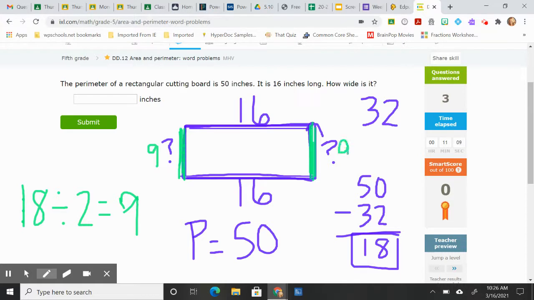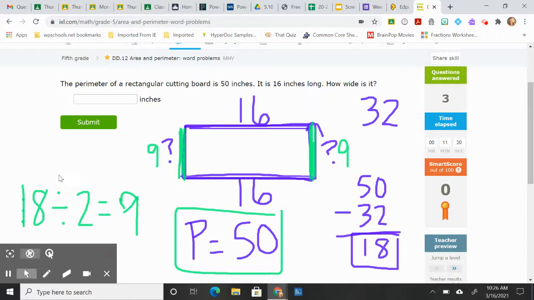So when you get a question like this, you kind of have to piece together what you know already to figure out the rest. And so if I did a quick check here, 16 plus 9 is 25. So 16 plus 9 is another 25. And that would give me my total perimeter. Okay. So those ones can be a little bit tricky. And you would put 9 in there. Okay. You don't want to put 18 in there because they're just asking you for the dimension of one side.